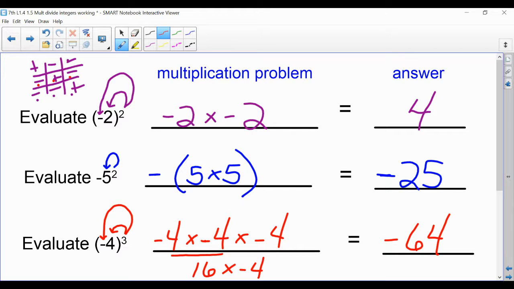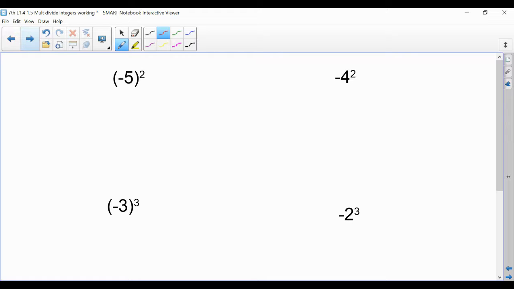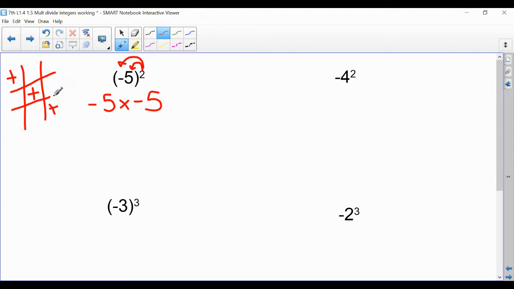So let's try some together. And our first one is (-5) to the power of 2. And we have the exponent applying to everything inside the parentheses. So this one is -5 times -5. 5 times 5 is 25. And a negative times a negative is a positive. So our final answer for that one is 25.